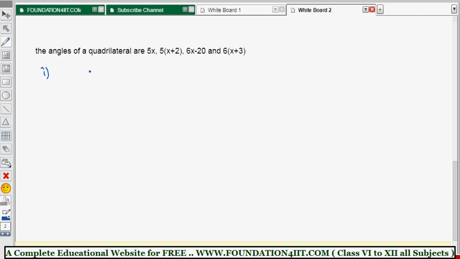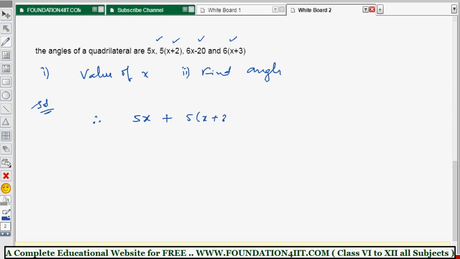So here the first question is the value of x. Okay, find the value of x and find the angles. So this is a quadrilateral: 5x, 5 of x plus 2, 6x minus 20, 6 of x plus 3. We know that the sum of angles of a quadrilateral is 360, right? Therefore, we can add these four angles: 5x plus 5 of x plus 2 plus 6x minus 20 plus 6 of x plus 3 is equal to 360 degrees.